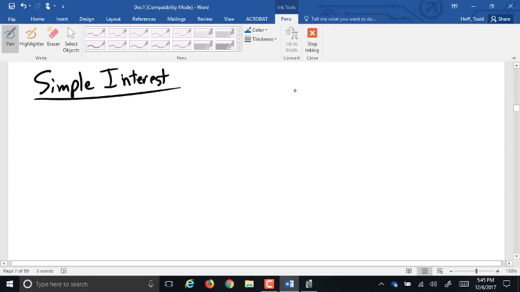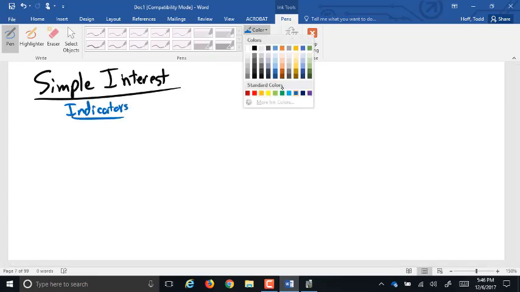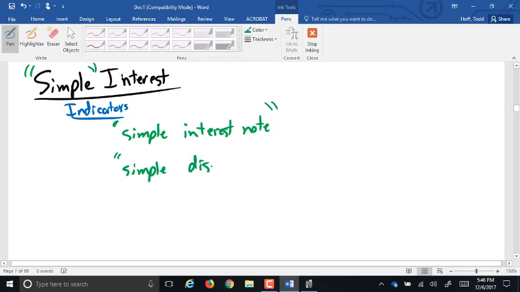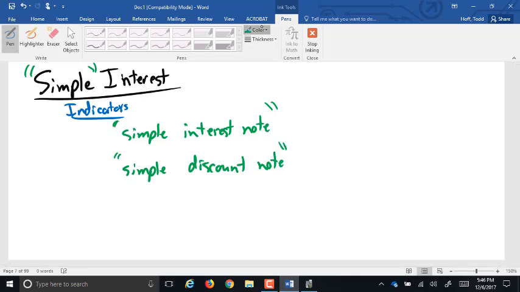How do we know whether a problem is simple interest? Well, first thing, I want to call them indicators. First thing is you're going to see the word simple, right? It might say simple interest note, or it might say simple discount note. Those phrases indicate the simple interest.